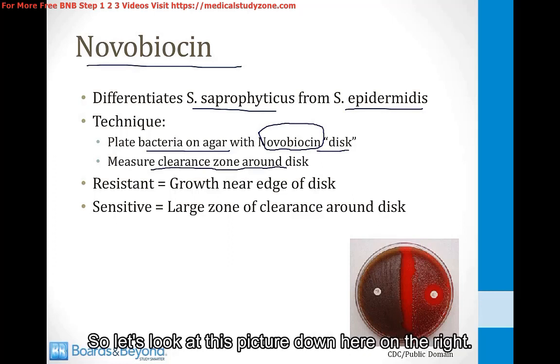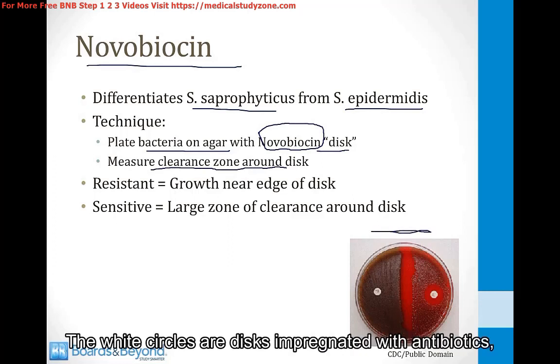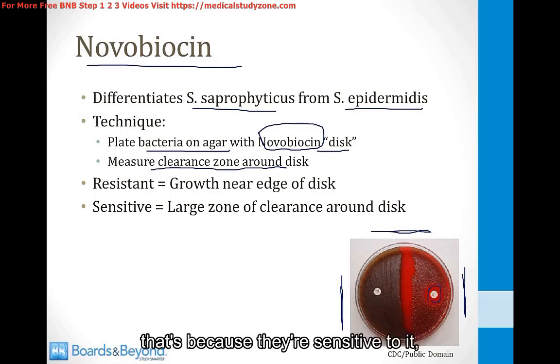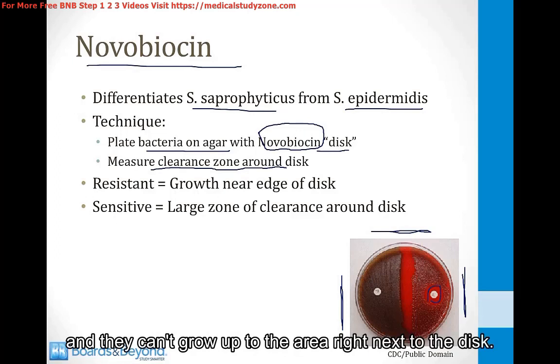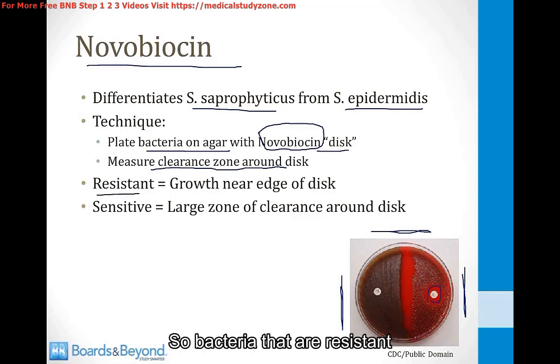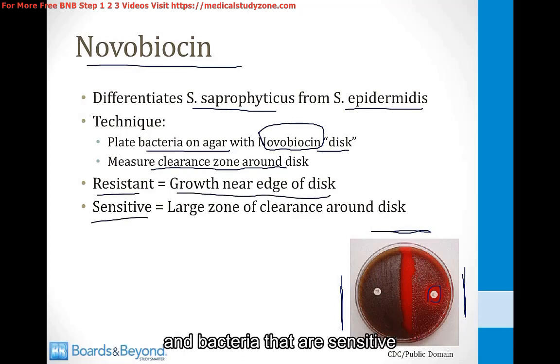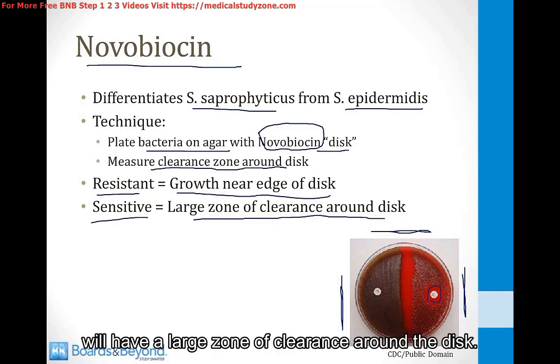So let's look at this picture down here on the right. The white circles are discs impregnated with antibiotics. On the left side, bacteria are growing right up to the edge of the disc, and that's because they are resistant to that antibiotic. They're able to grow even in its presence. On the right side, the bacteria have a zone of clearance around the antibiotic disc. That's because they're sensitive to it, and they can't grow up to the area right next to the disc. So bacteria that are resistant to novobiocin will grow near the edge of the disc, and bacteria that are sensitive will have a large zone of clearance around the disc.